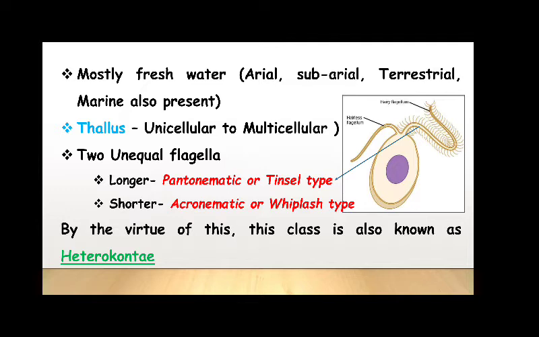This peculiar group is also known as Heterokontae because it consists of two unequal flagella. Hetero means two different types and kontae means flagella. The longer flagellum is known as pantonematic or tinsel type, and the shorter one is acronematic or whiplash type, which we have already studied in the general characters of algae. Pantonematic means hair-like outgrowths are present in the longer flagellum, whereas the shorter one is a smooth whiplash flagellum.